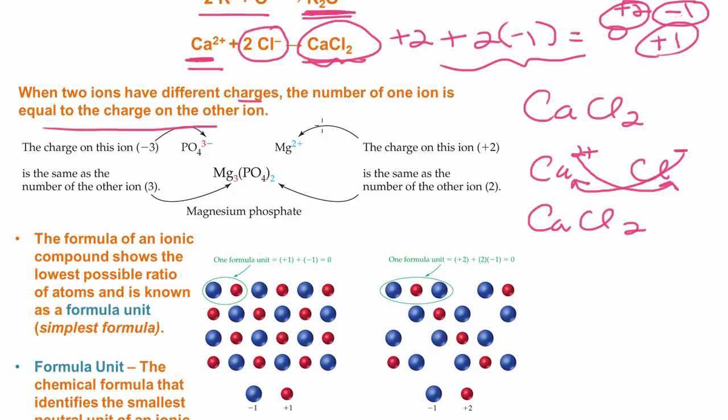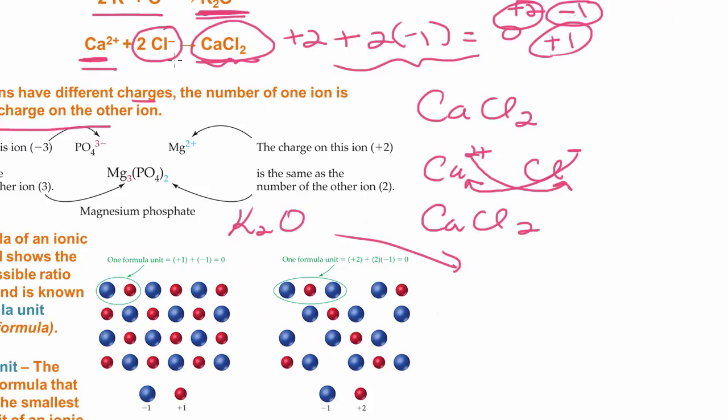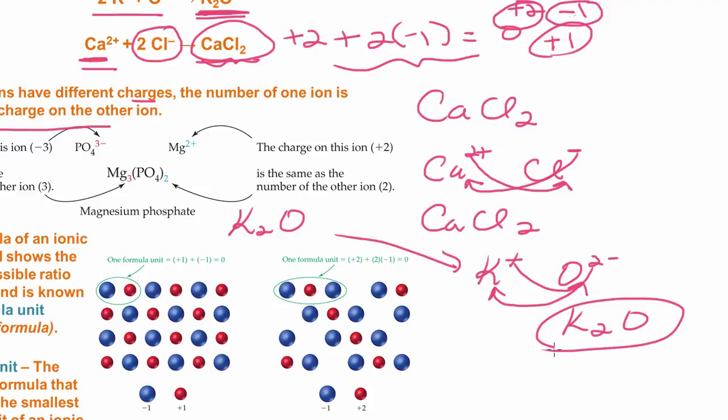Same with the potassium oxide. This is how we write the formula. Let's write the ions. We have potassium ion with a +1 and the oxide ion with a -2. Notice what happens. The 2 goes here and the 1 goes here, and this is how we write the formula.